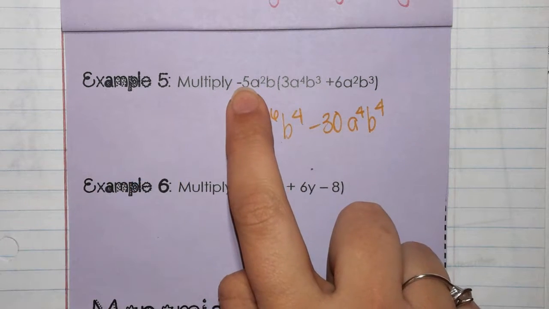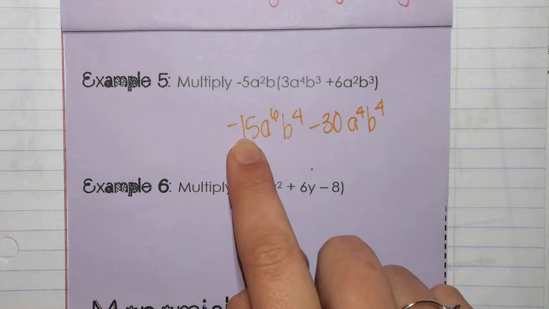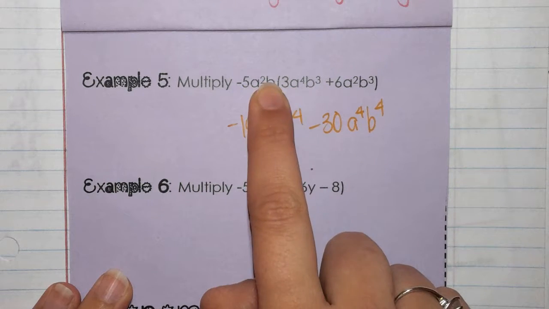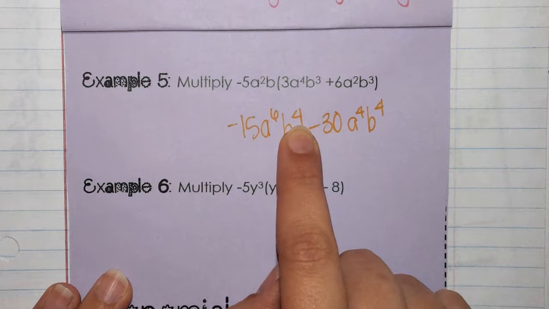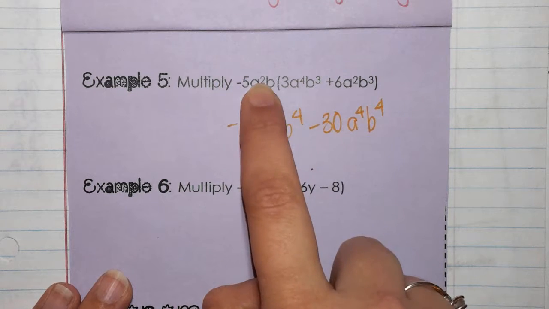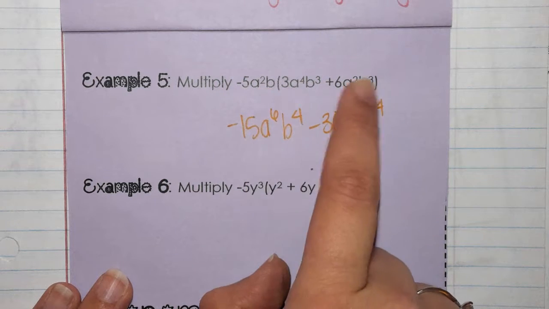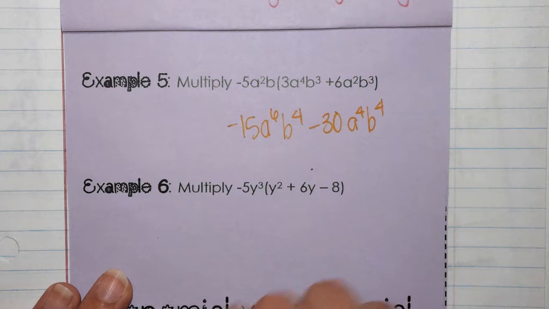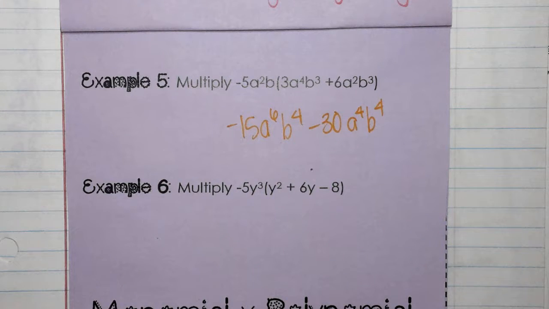I will go over it. So negative 5 times 3 is negative 15. 2 plus 4 is 6. 1 plus 3 is 4. And then negative 5 times 6 is negative 30. 2 plus 2 is 4. 1 plus 3 is 4. You just add the exponents. That's all we're doing is adding the exponents.